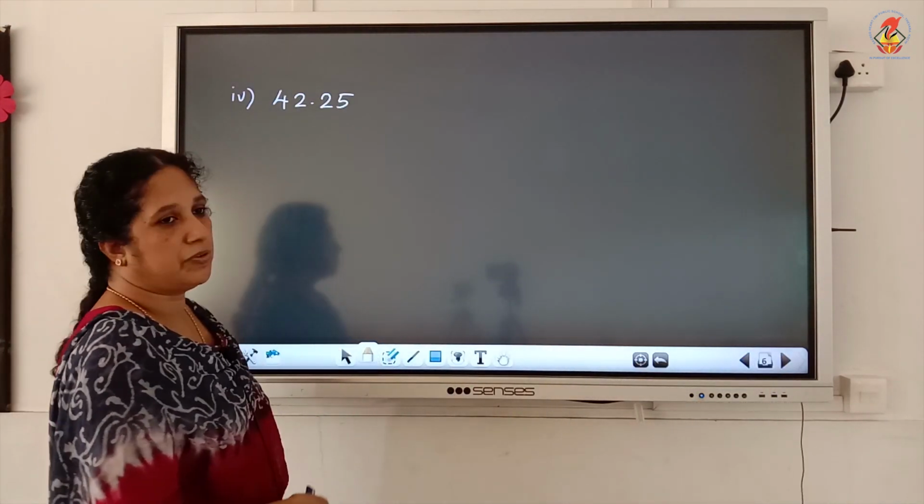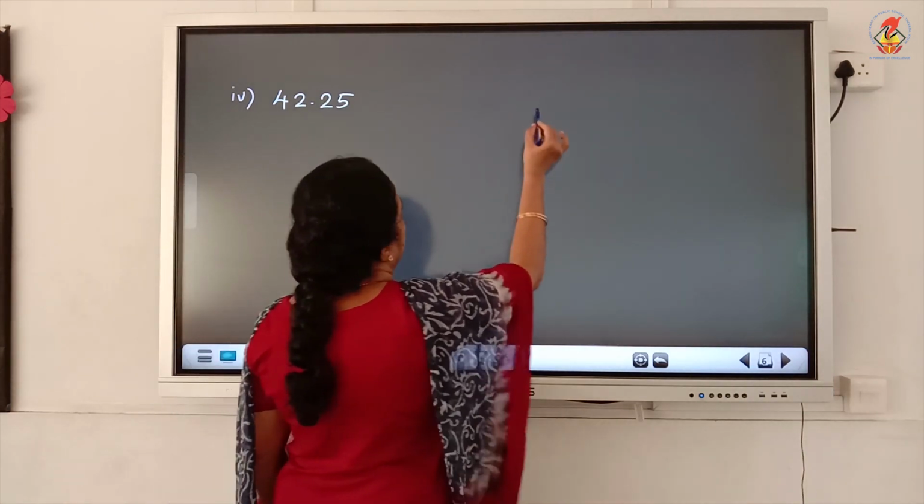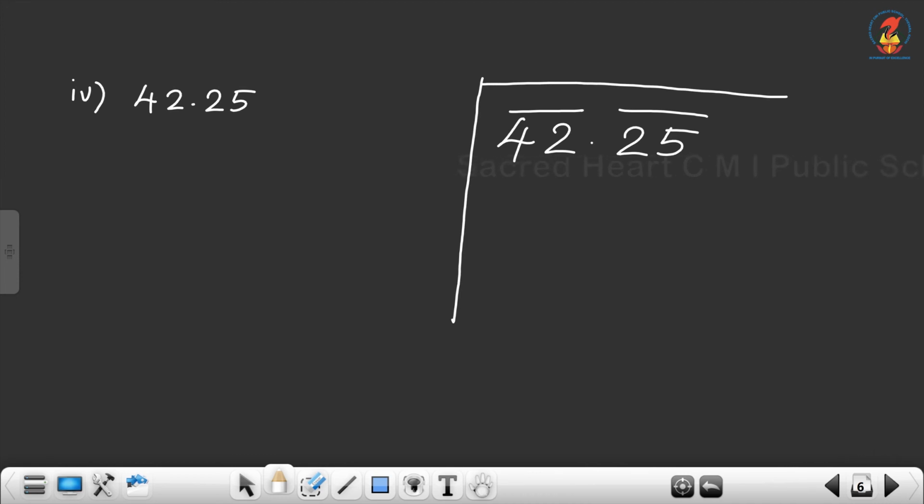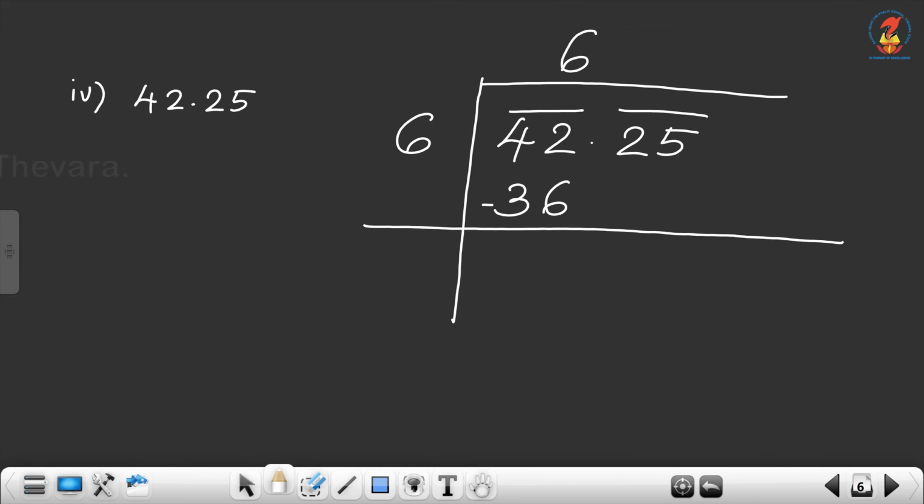Now next number 42.25. Now consider the number 42. Now which number we have to select? If you take 6, the square of 6 is 36. If you take 7, the square of 7 is 49. So we can take 6. Then 6 into 6, 36. Find the difference, 6.